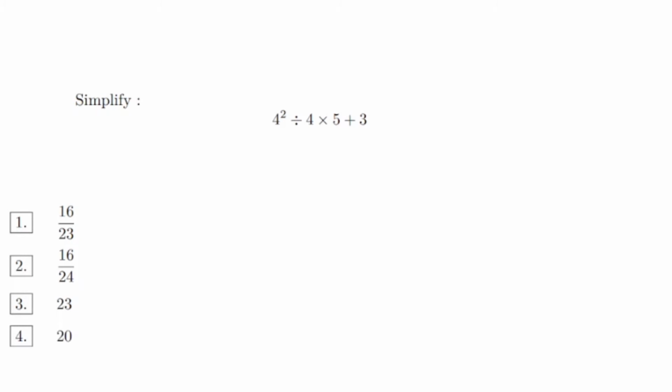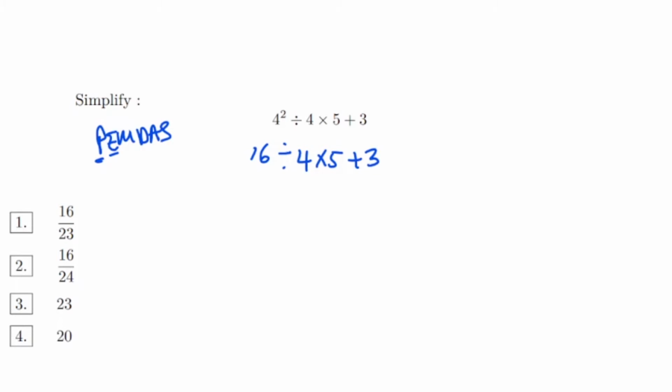Simplify 4 squared divided by 4 times 5 plus 3. Well, you have to go back to the order of operations, PEMDAS, and we'll do this problem in this order. So we look at parentheses. There's no parentheses, but we do have exponents, so we just have to simplify the exponents first before we go into division and multiplication or addition. So 4 squared is 16, so it's 16 divided by 4 times 5 plus 3.